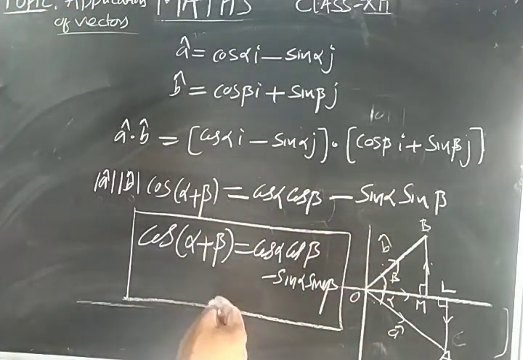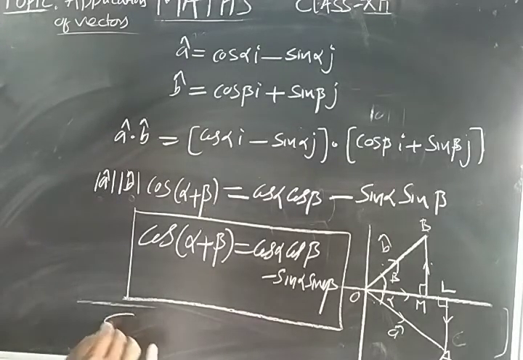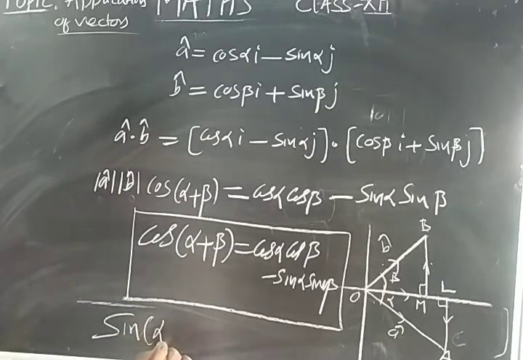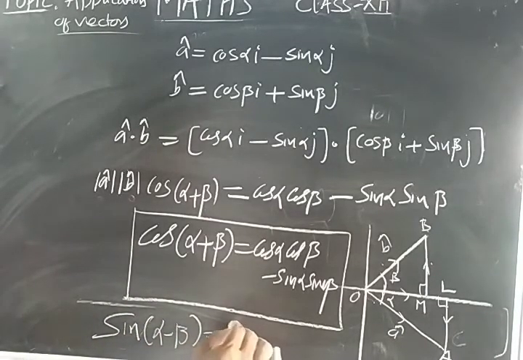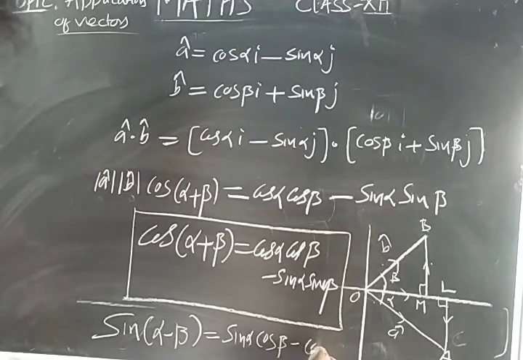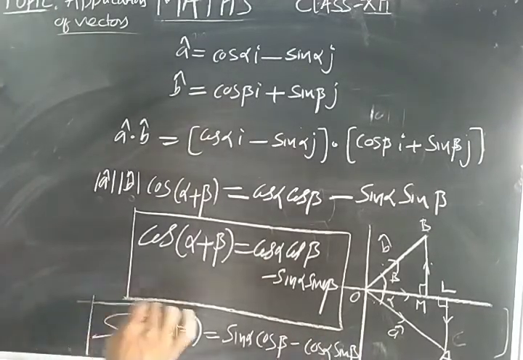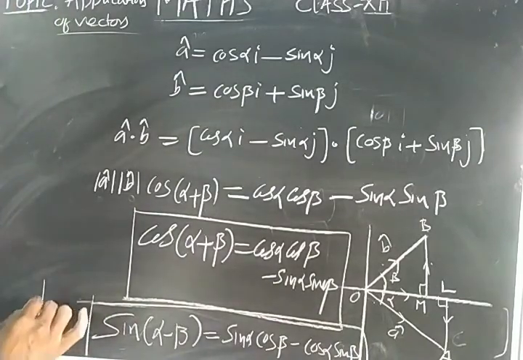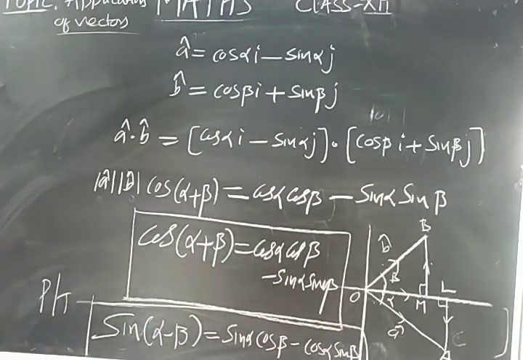Using this method, you can prove another formula. You can prove this formula the same way: sin alpha minus beta is equal to sin alpha cos beta minus cos alpha sin beta. Okay, using the same method you can prove this formula. Prove that. Okay, thank you.